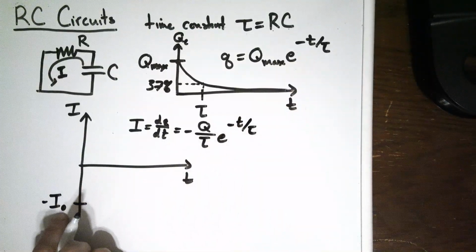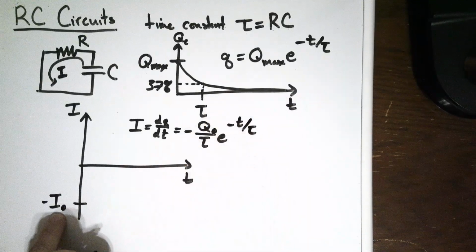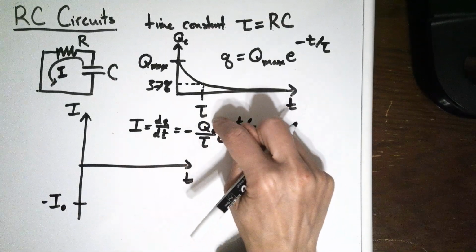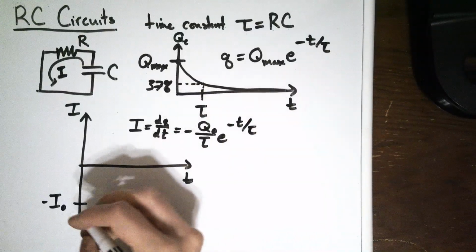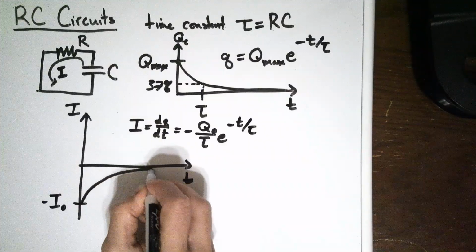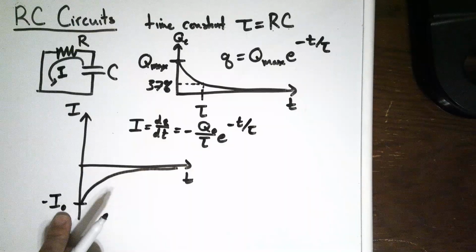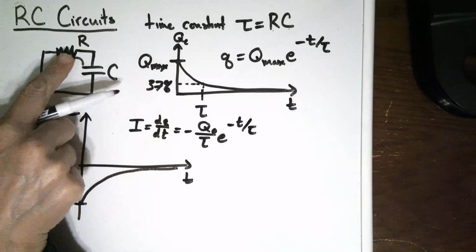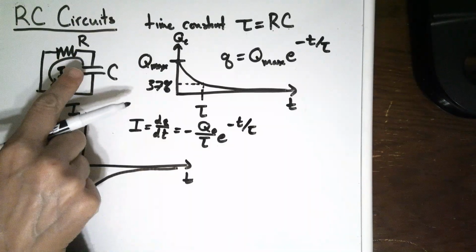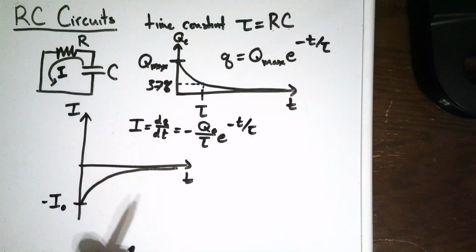And it turns out this initial current is equal to whatever the initial charge is divided by the time constant. And then it's going to die away off to zero, exponentially decay. And the negative here just tells you that the current is going the other way. It is reversing directions from how it was when we were charging the capacitor up.